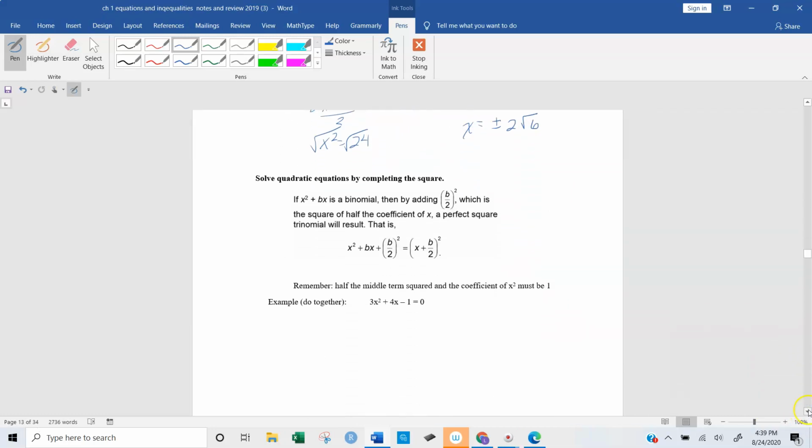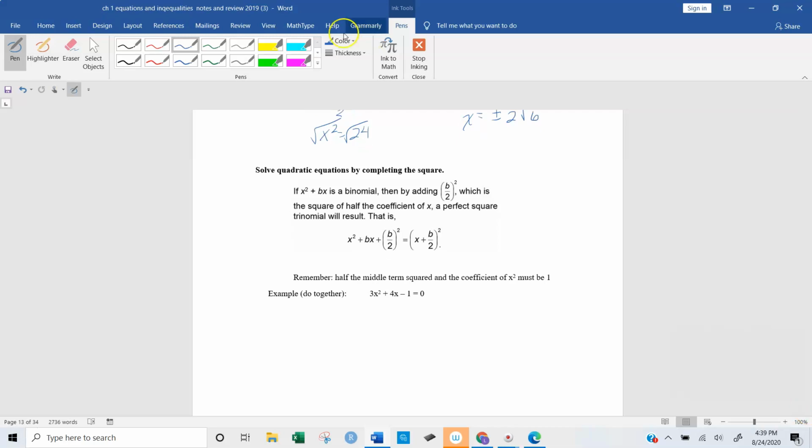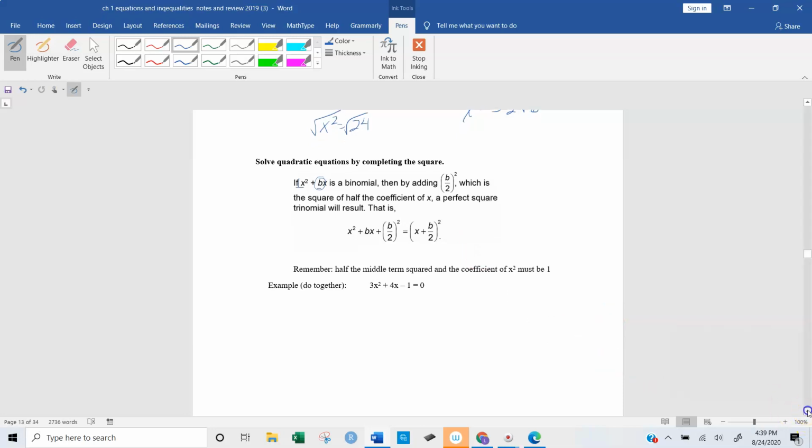Completing the square. That's half the middle term squared, is how we used to do that one. So we have x squared plus bx. To complete the square, we take half of the middle term, whatever's here, and we square it. Remember, there has to be a 1 in front of that x squared or it does not work. Okay, let's do this guy together.